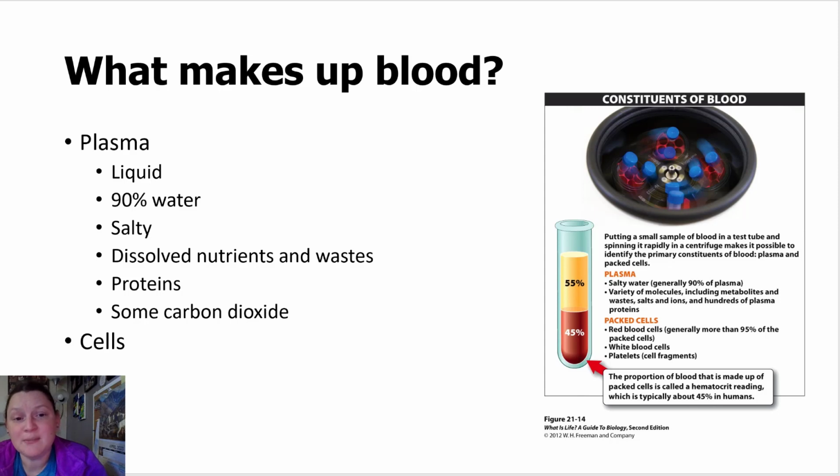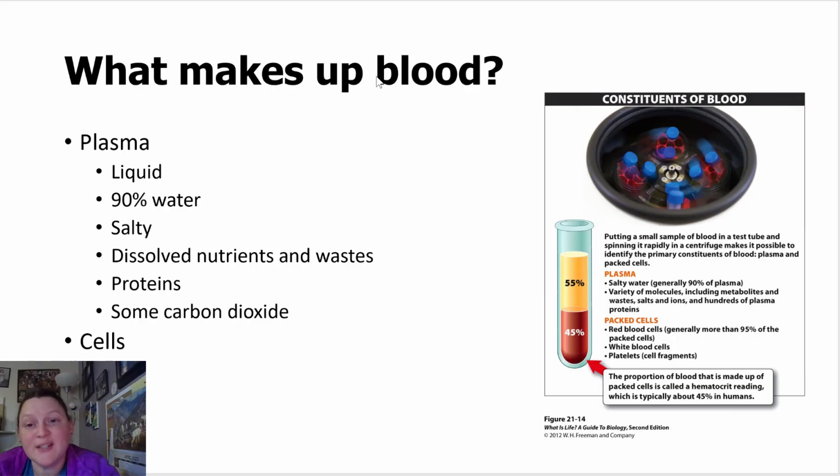I mentioned that blood is made of plasma and cells. Plasma is a liquid component. It's 90% water, and it has salts, nutrients, wastes, protein, and some carbon dioxide dissolved in it. If we look at the overall composition of blood, roughly 55% of blood is the plasma. The other 45% is cells.